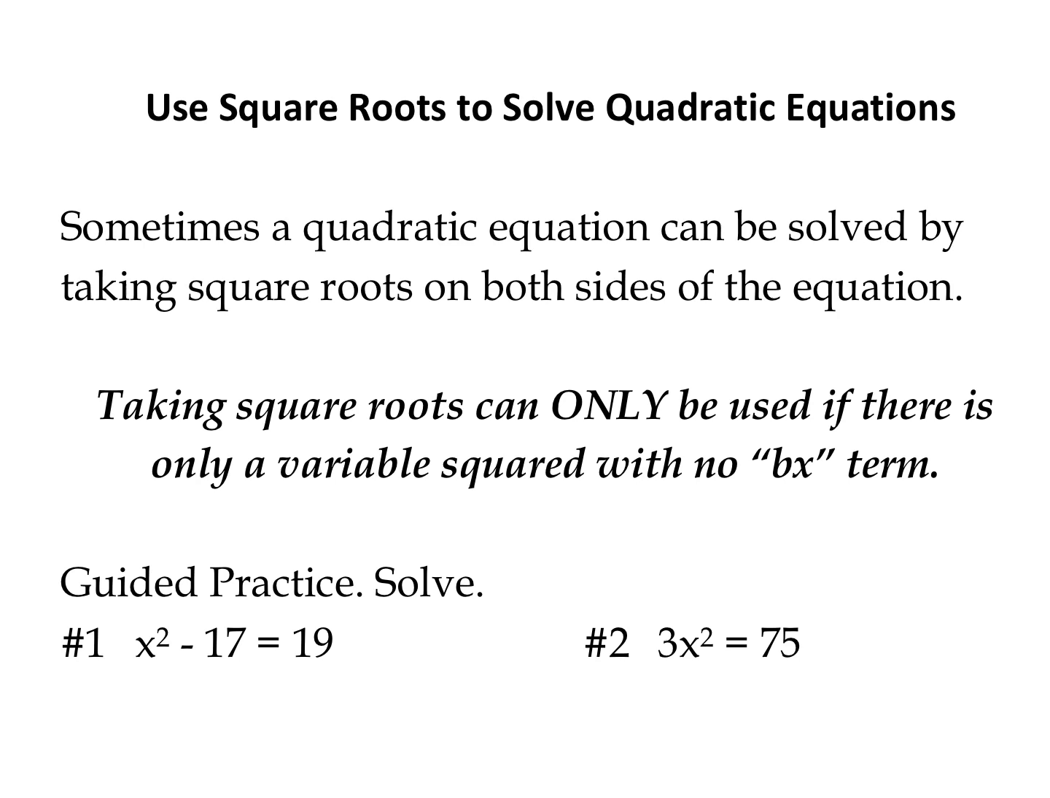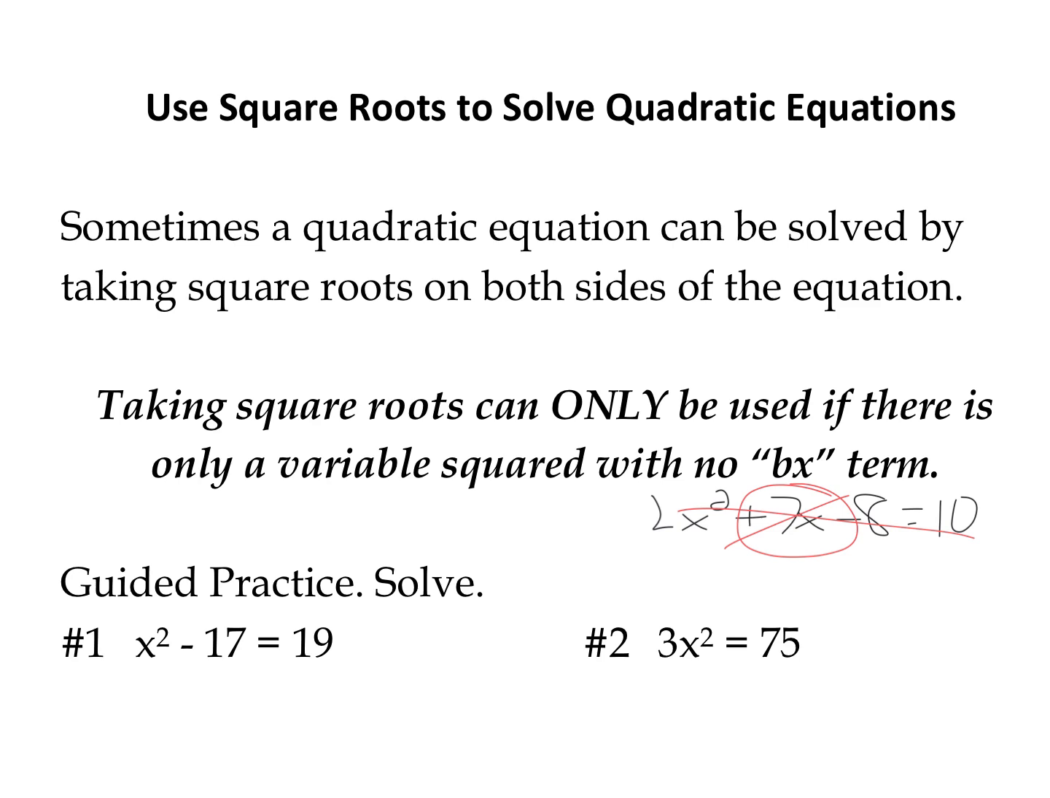So for instance, if I had 2x squared plus 7x minus 8 equals 10, I would not be able to take square roots on both sides to solve because I've got this 7x there. So I would not be able to use square roots on both sides in a situation like that.